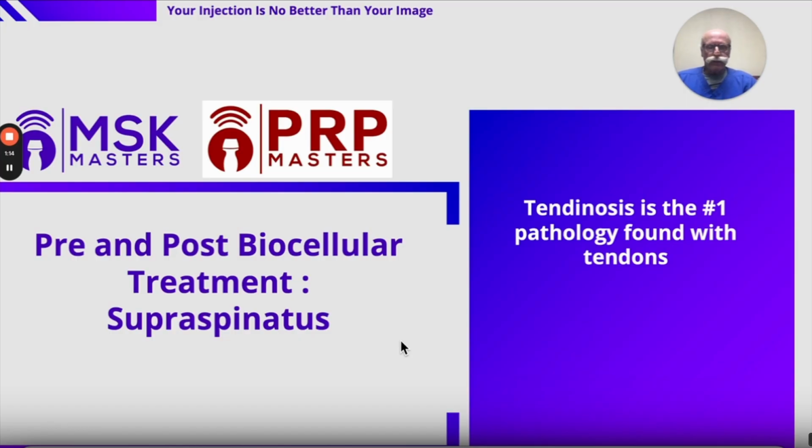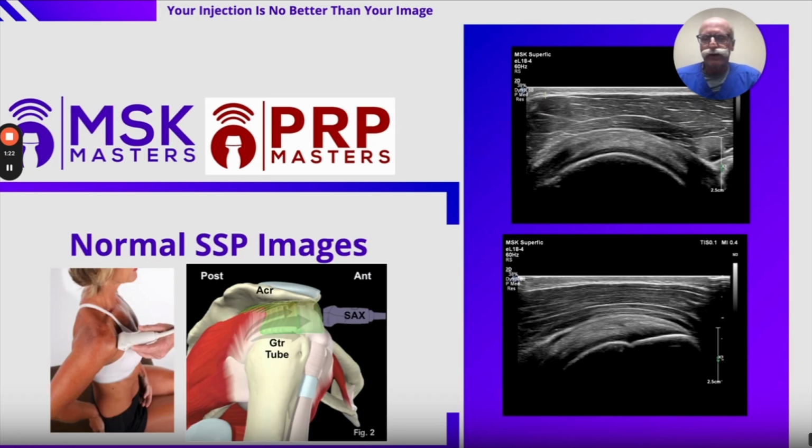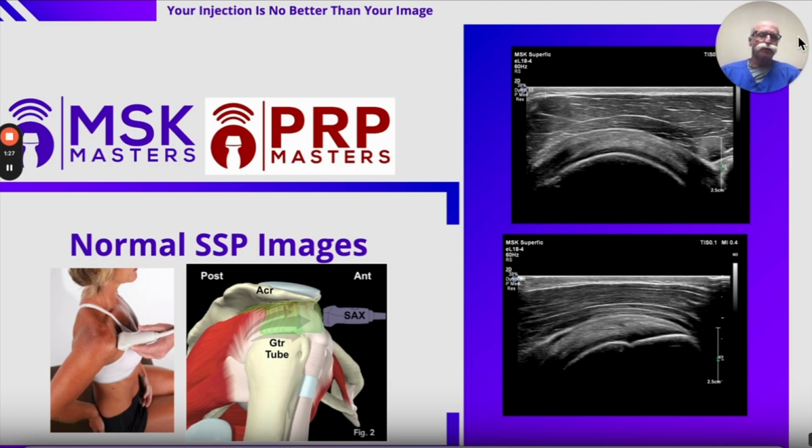So here is the... there we go. Had to advance the slide there. This is an example of two normal images of the supraspinatus. One in short axis, the top image up here, is the tire on the rim view, which is what you see being demonstrated in the photograph and the anatomic diagram over here.